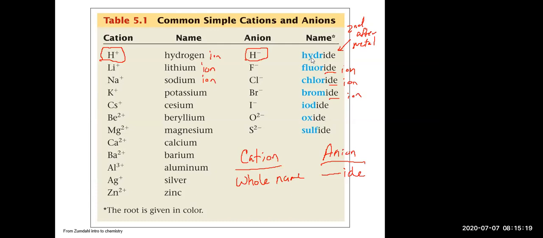So we have our positive ions, which are cations, so we just use the whole name. We have our negative ions, which we put -ide at the end of. And that's how we get something when we put those together, like NaCl. We get sodium chloride as the name when we put those two together.